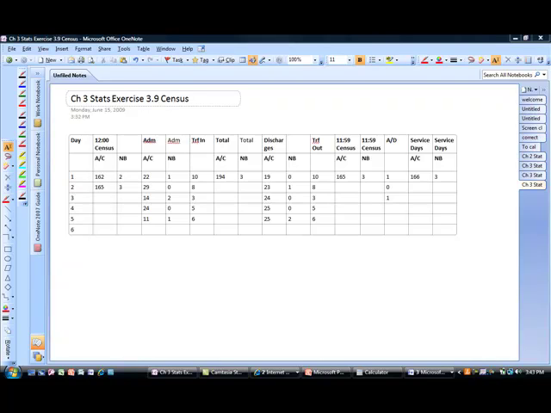Okay, we're going to continue with exercise 3.9, looking at census for the adults and children and the newborns. As you can see, I have the table that is located on page 33 in your textbook, worksheet number 1, exercise 3.9. If you will look, we have A and C, which is our adults and children, and then we have our newborns. So this is our 12 o'clock census.